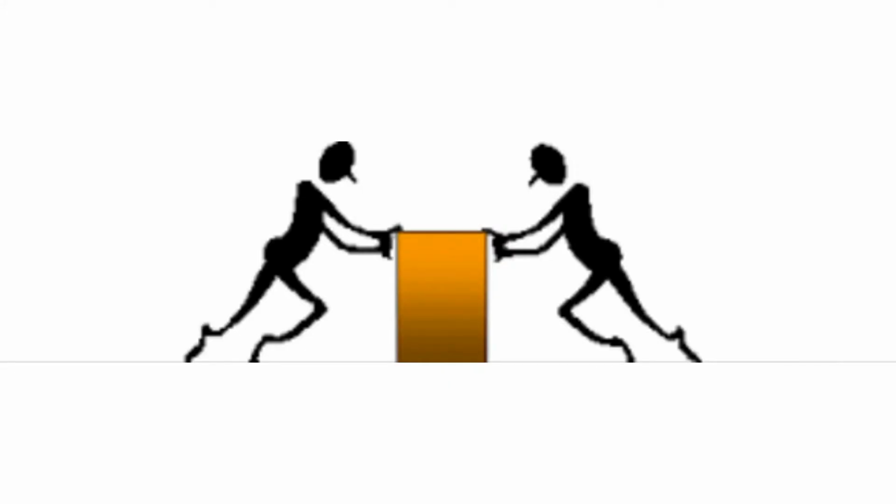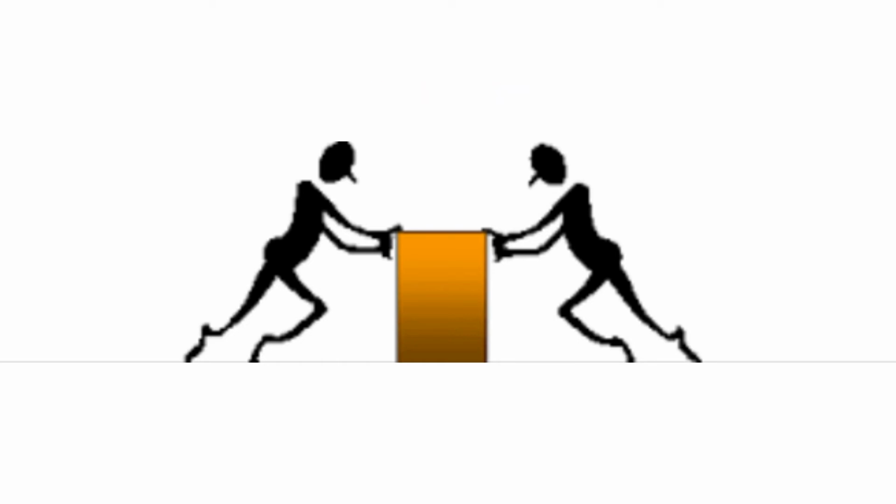So, if a box is present in the center and one person is pushing the box, let's take it as pushing the box with 5 newtons. And the other person is also pushing it from the opposite direction of the first person with the same 5 newtons. So this is a balanced force. In balanced force, the net force would always be 0 newtons.